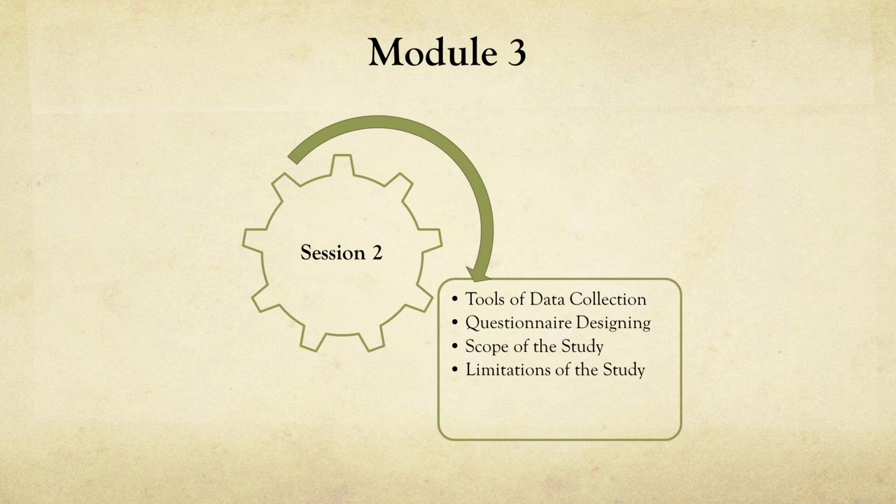Probability sampling techniques are usually applied when you are doing experimental research, and non-probability sampling techniques are applied when you're doing exploratory studies or when you're doing qualitative studies. All right. So that is what we did in the last session. Now we will move on to this session.